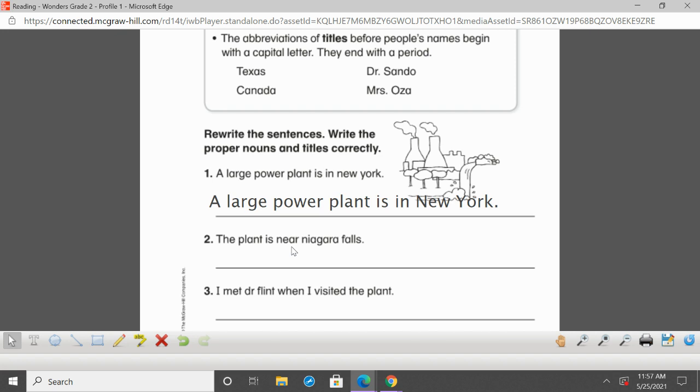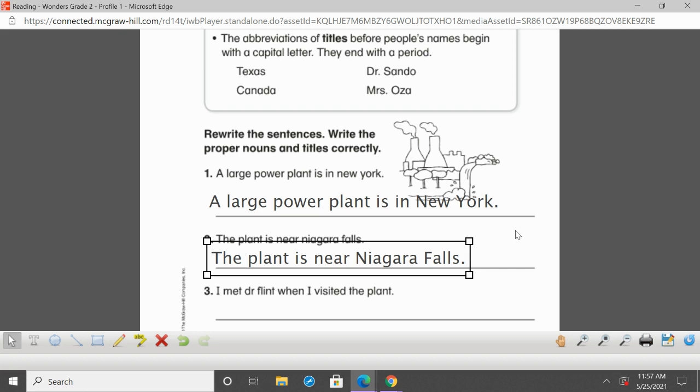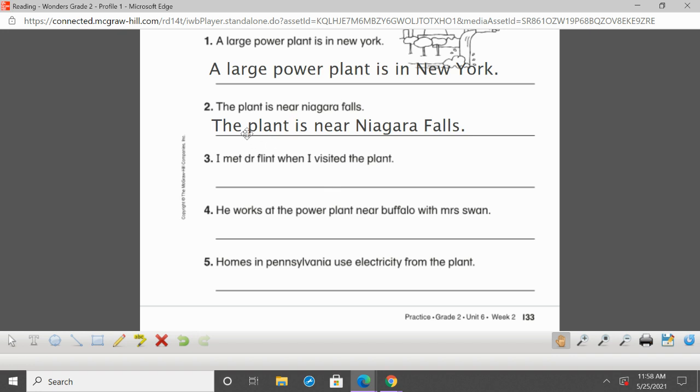All right, number 2. The plant is near Niagara Falls. Niagara Falls is a special place, so it's a proper noun, and it needs to be capitalized correctly. The plant is near Niagara Falls. So we need to make sure that is capitalized appropriately. Go ahead on your paper, write number 2, and put this: the plant is near Niagara Falls.